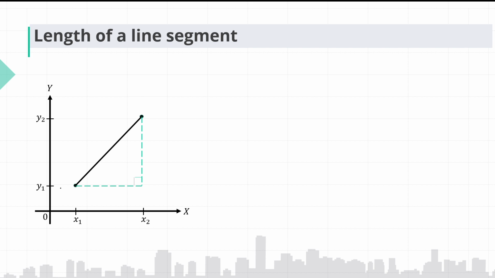The coordinate of the point here B is going to be S2, Y2. The coordinate of the point here A is going to be S1, Y1. Let the coordinate of the third vertex of the right angle triangle be C.